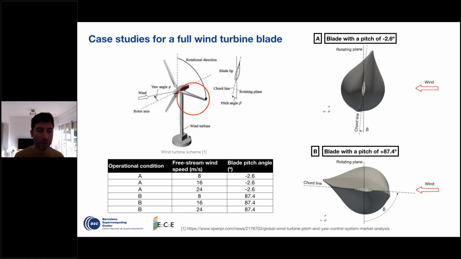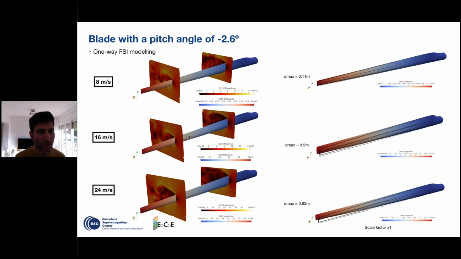For each of these cases, we are going to study different wind speeds, ranging from 8 meters per second, a common wind speed, up to 24 meters per second, which is more of an extreme condition. Here we can see the results for the blade with a pitch angle of minus 2.6 degrees. On the left we have the velocity contour plots for different wind speeds, from 8 to 24, and we can see how the vortices and turbulence are created behind the blade. On the right we have the maximum deflection of the blade.